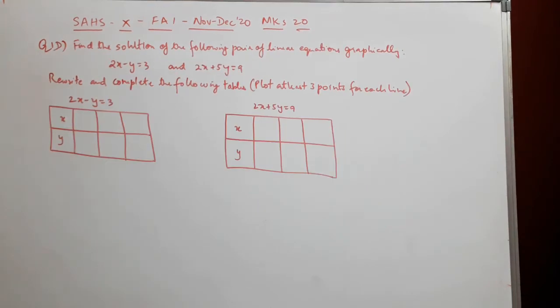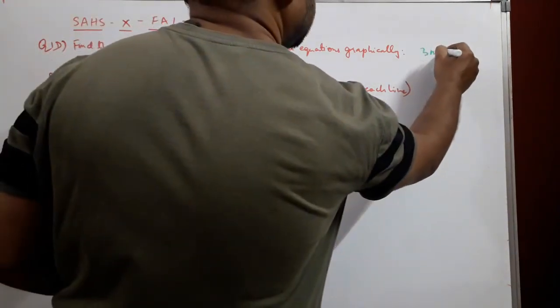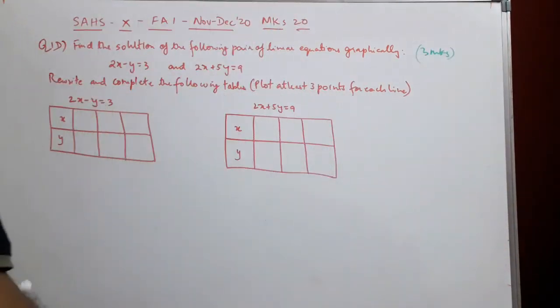Question 1D is for 3 marks, and it says find the solution of the following pair of linear equations graphically. Equations given are 2x minus y equal to 3 and 2x plus 5y equal to 9. We have to rewrite and complete the following tables, and we need to plot at least 3 points for each line. The tables are given below. We need to fill them up. So first we'll fill up the tables and then we'll go to plot the graph.